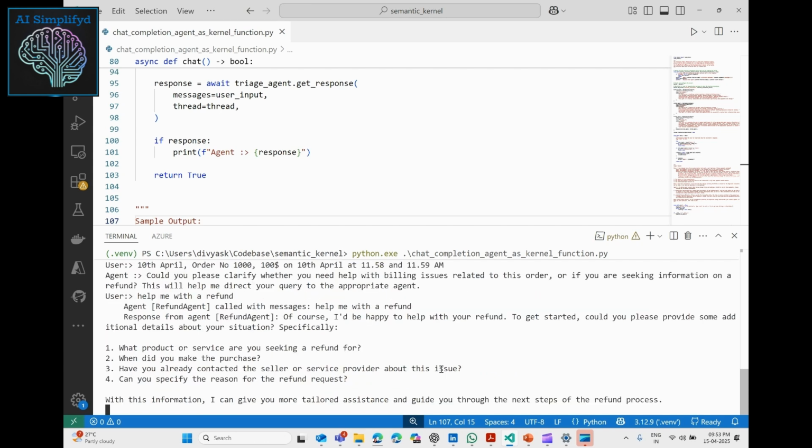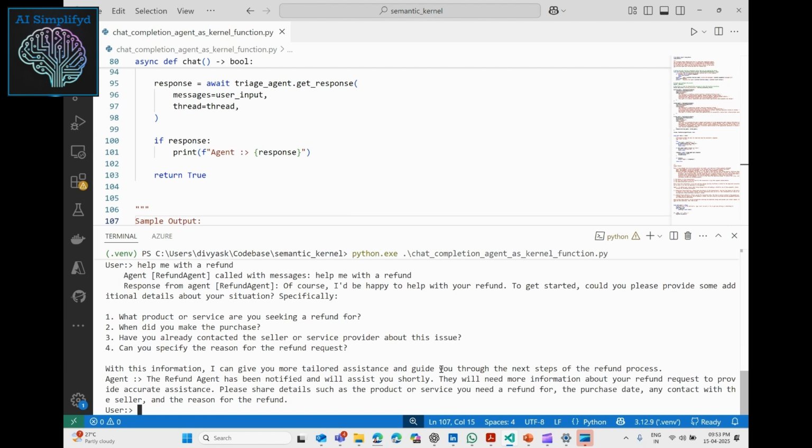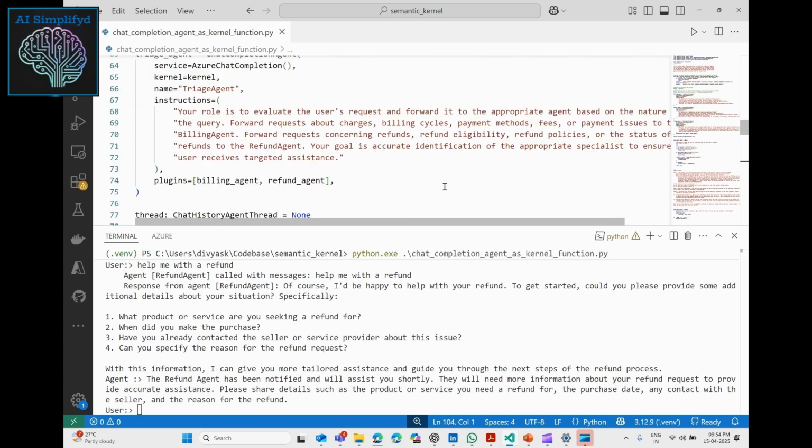When I say help me with a refund, even though I am talking to the triaging agent, it invokes the refund agent, and the refund agent now picks up the task and asks which product I am seeking the refund for, when I made the purchase, and tries to look for additional information. Behind the scenes, if I hook this up with an e-commerce system data source, which pulls up the transactions data as well as the processing data, it can validate the user input, and seamlessly the coordination is handled between the three different agents here: the triage agent, the billing agent, and the refund agent.